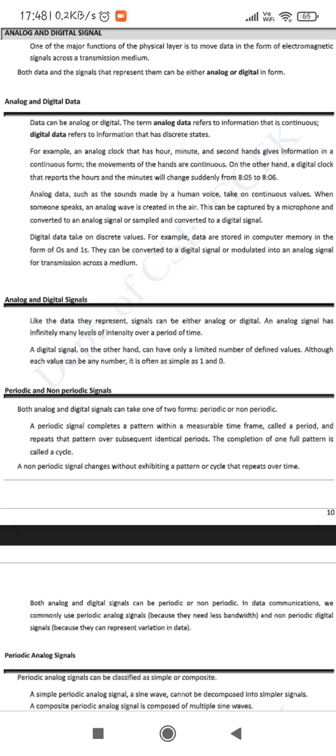So in this video lecture we are going to learn about analog and digital signals. One of the major functions of the physical layer is to move data in the form of electromagnetic signals across a transmission medium. Both data and the signals that represent them can be either analog or digital. So the data can be either analog or digital.